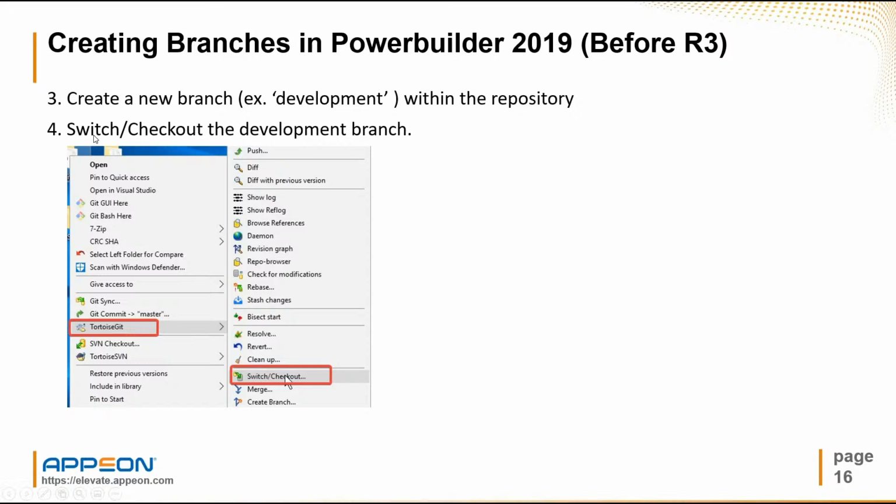Then the next thing we're going to do is switch checkout. Okay, so we're going to choose this function here, and that will allow us to actually switch over to the development branch. And then you can see over here where it says git commit master, that's going to change to development.